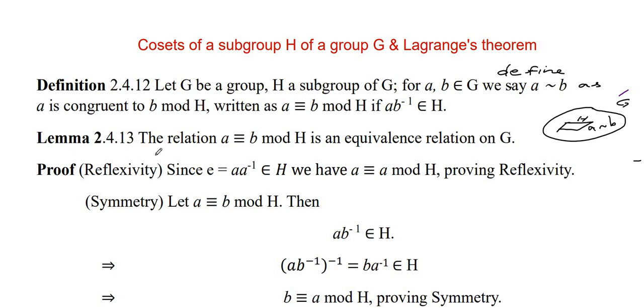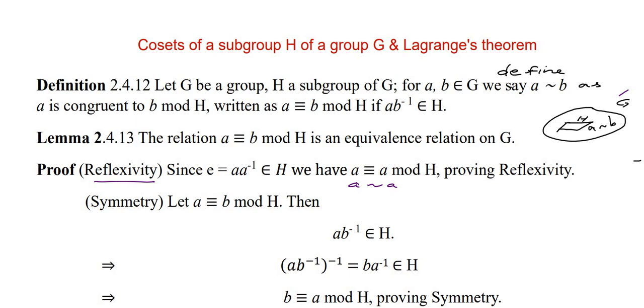We are going to prove in this lemma that this relation is an equivalence relation on G. We know already that to verify whether the given relation is an equivalence relation, we have to check reflexivity, symmetry, and transitivity. So first we consider reflexivity. That means we need to show that every element is related to itself.